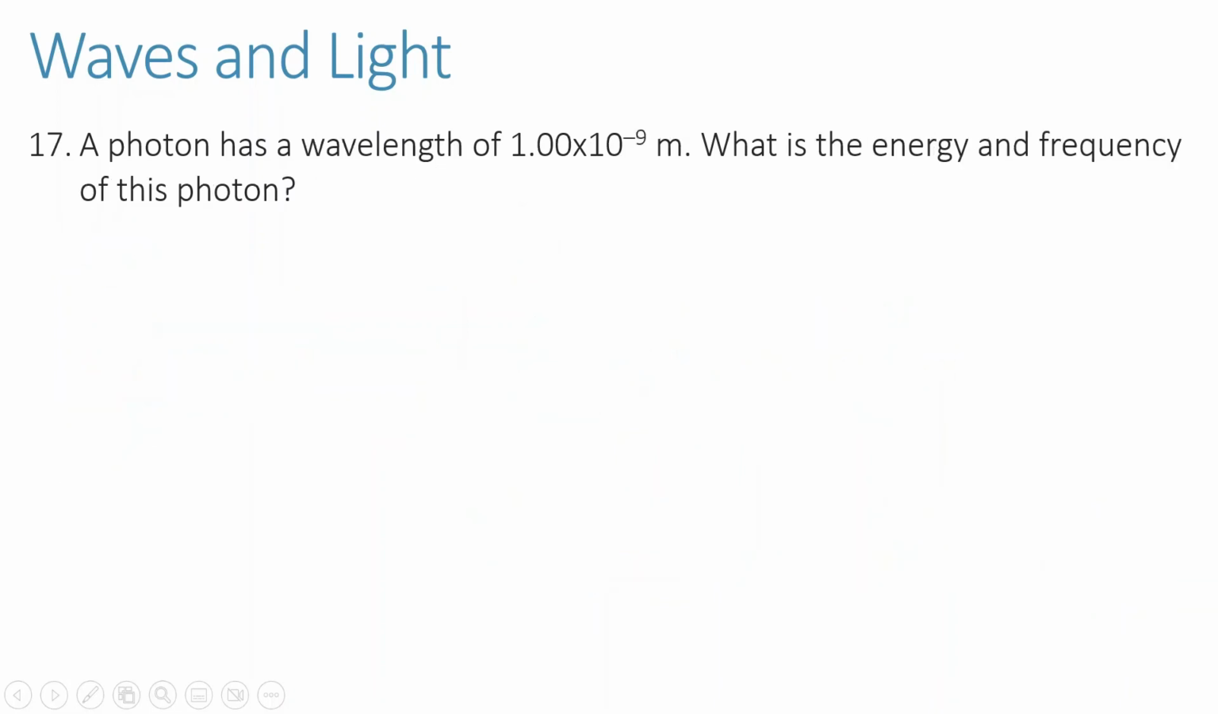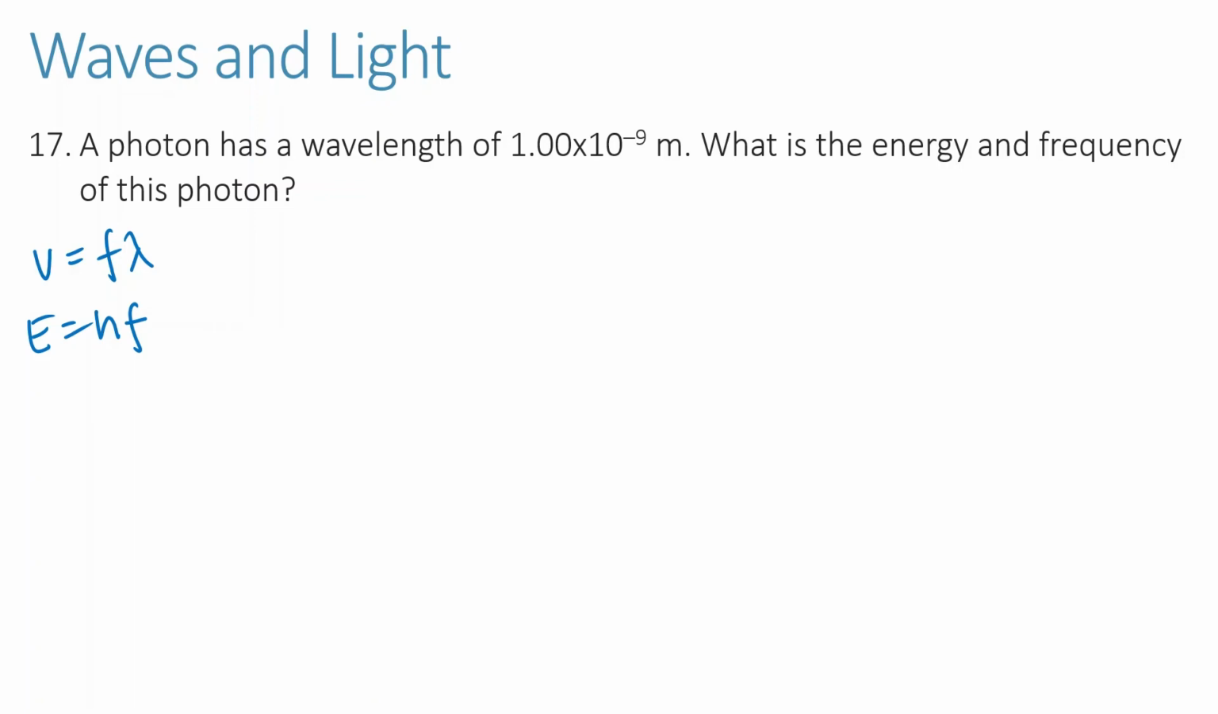Last question, we have a photon with a wavelength of 1 times 10 to the negative 9. What is the energy and frequency of this photon? So we're going to be using two equations here in order to solve for the energy and frequency. So go ahead and pause the video and take a moment to try this on your own and come back here when you're ready to check your work.